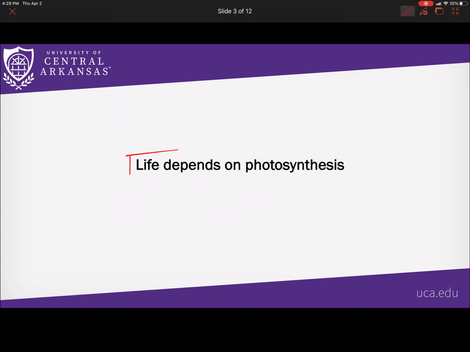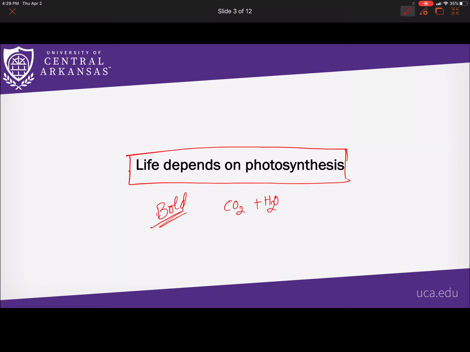So life depends on photosynthesis. This is a very bold statement. So let's see whether this is true or not. The first thing is photosynthesis takes carbon dioxide, water, sunlight, and makes oxygen and carbohydrates, right? So it's already giving us the oxygen we need for our survival. So one big thing is oxygen.